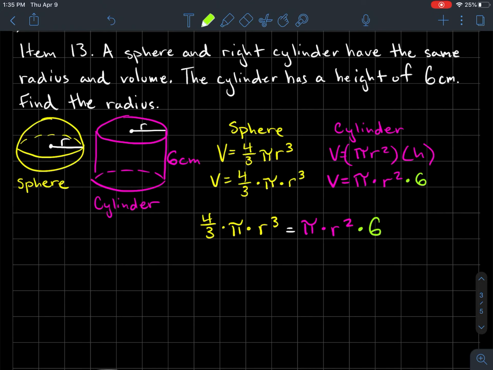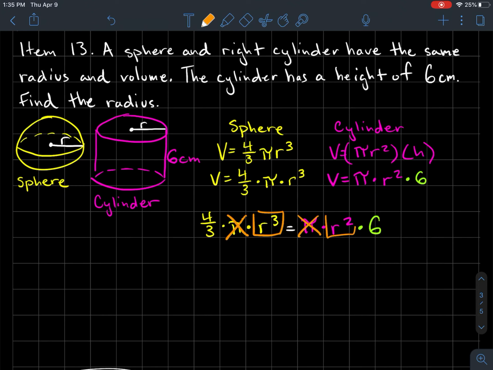Now let's take a look at our equation here and identify something that they have in common that we can easily get rid of. Pi. Something else that they have in common that we can easily simplify is this r here. Now they're both being multiplied with, so if we want to get rid of one of them, we have to divide. So let's divide by the smaller one, r squared. R squared. That gets rid of my r on that side.